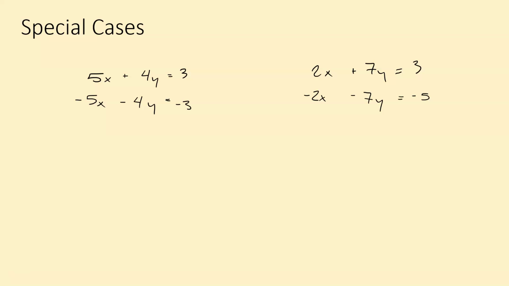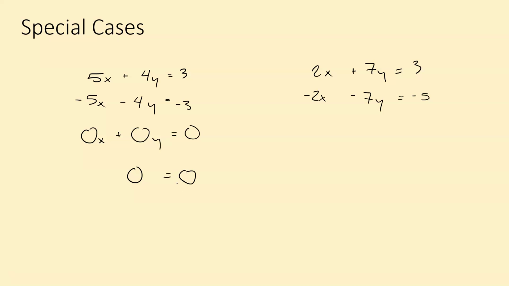All right, I want to talk about some special cases here. These special cases are what happens when you eliminate one of your variables and actually both variables get eliminated at the same time. So if we look at this, if I eliminate the x here, the y is also going to be eliminated. If I combine these as is, what you get is 0x and 0y equals 0. So what does this mean? 0x plus 0y is just 0, equals 0.